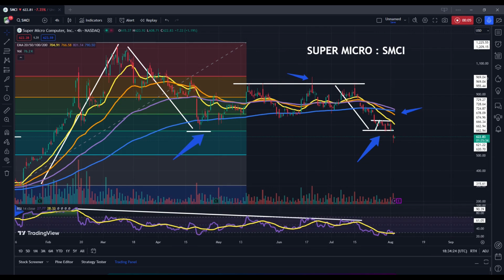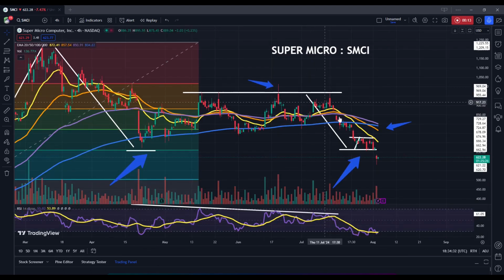The 4-hour price chart for Super Micro Computer Incorporated, stock ticker SMCI. As we can see here, the stock price has taken quite a dive. This is roughly in line with a large number of technology stocks at the moment. Even the broader market, the S&P 500, is experiencing major declines here.